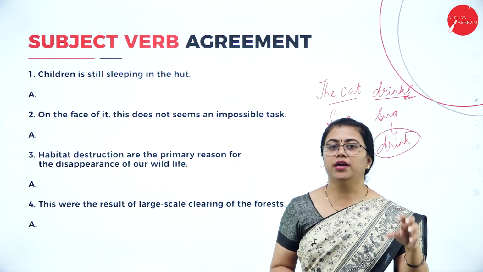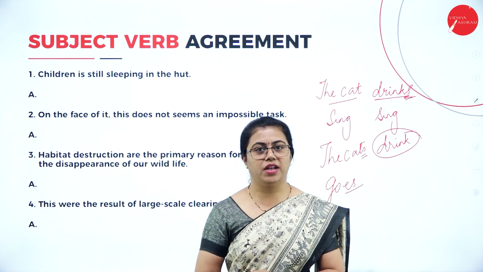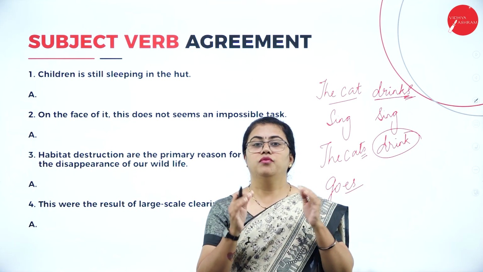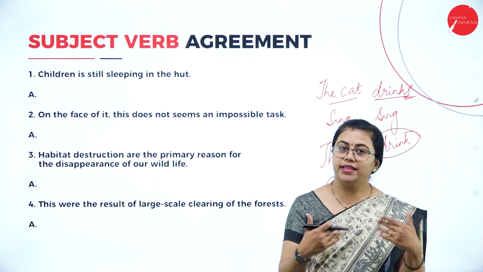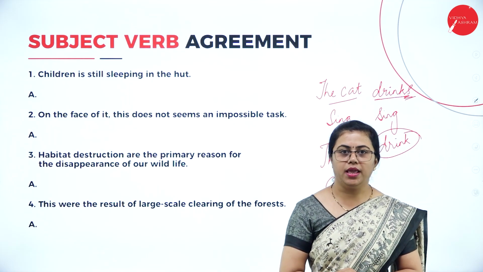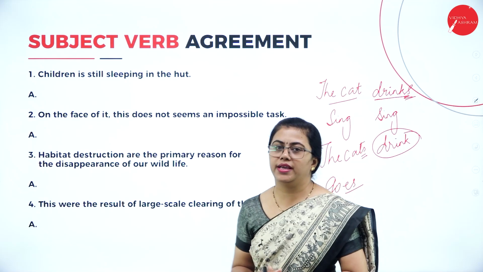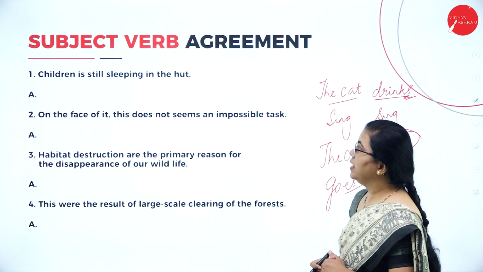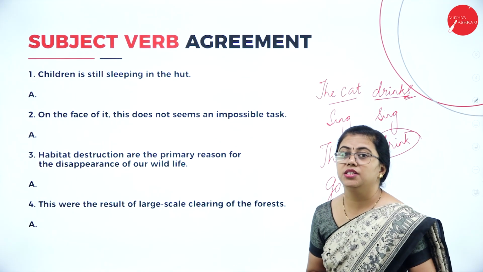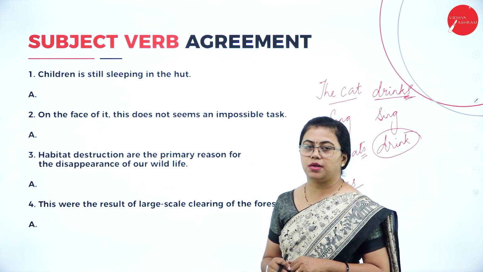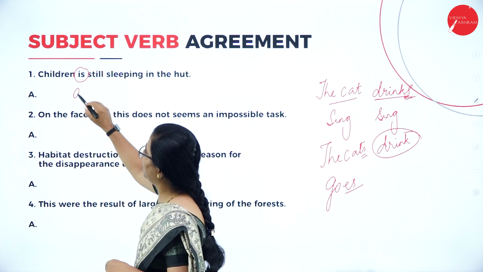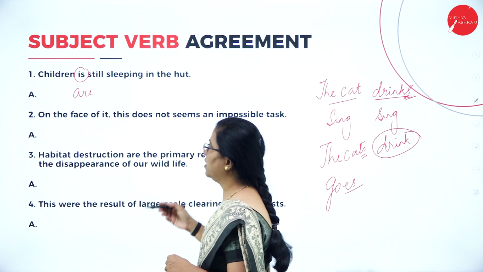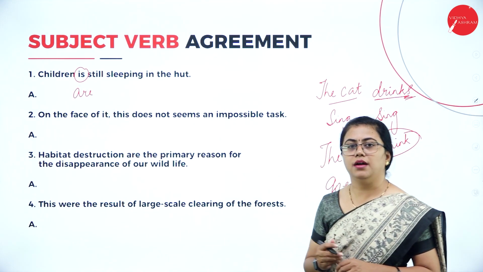But what the subject is is what matters whenever you are using a sentence. You have to identify which is the subject first, and then the mistakes you make will be avoided. So let us see a few examples. Children is still sleeping in the hut. Children is a plural subject. So what has to be used over here? The verb has to be are. Children are still sleeping in the hut.